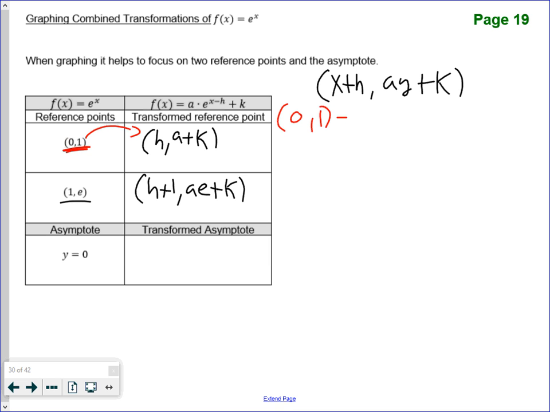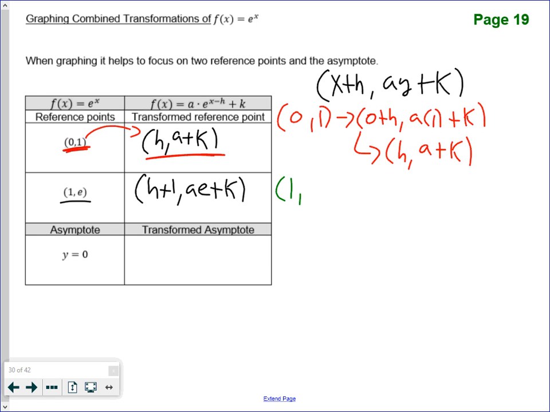So we have (0, 1). If you put that into our transformation rule, when x is 0, we get 0 plus h. And when y is 1, we get a times 1 plus k. We simplify that out. We get that same (h, a + k) we had in the table. The same exact thing. And we can do the same thing with (1, e). We put that into our transformation rule. We get (1 + h, ...). Our y is e in this case, so a times e plus k.